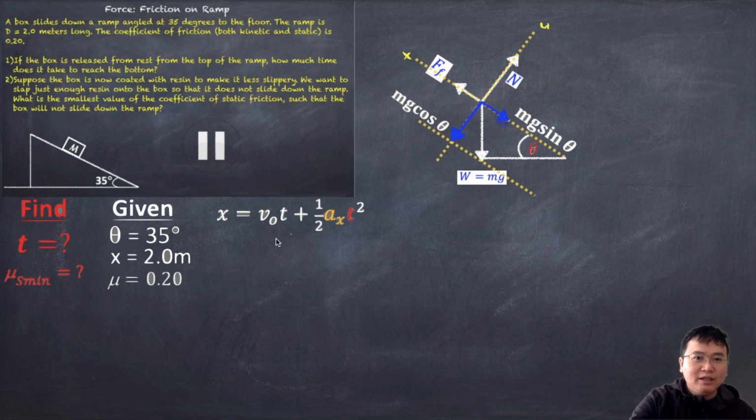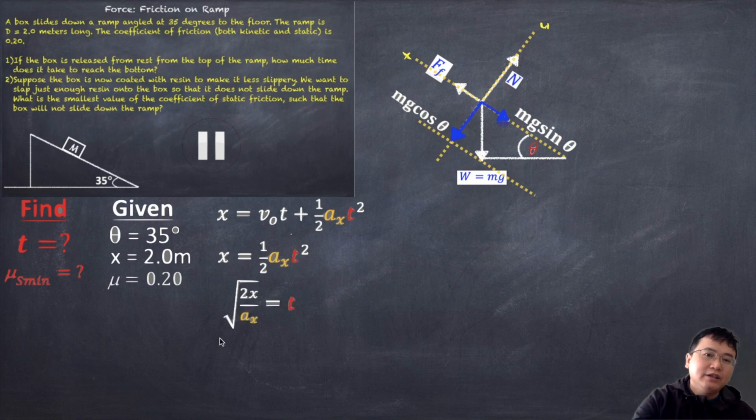So let's begin. The starting velocity is 0 because the box starts from rest. So we just remove that, and it becomes one half a_x t squared. As you can see in my coordinate system, the x-axis is up and down the incline, so that's why I'm labeling it a_x. And t is something that we're interested in, that's why I put it in red. You can manipulate the algebra a little bit, and if you take the square root of 2x divided by a_x, that will give you t.